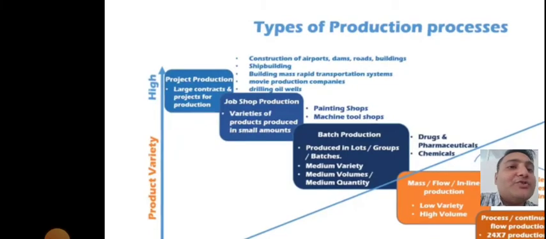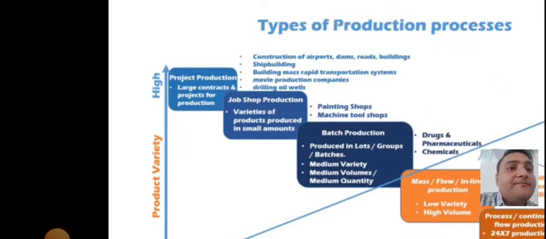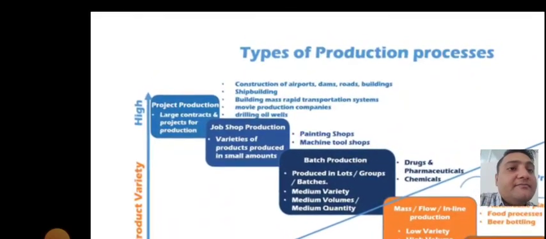And the project production type. Project means completely customized. So it is a large contract and project for production. Very high variety, but in a very less volume. Construction of airports, dams, roads, buildings. These are very rare kinds of manufacturing systems that are required. There is a very small number of orders, but for that kind of order, a project production type of process is delivered, like shipbuilding, building mass rapid transportation systems, movie production companies and drilling of wells.